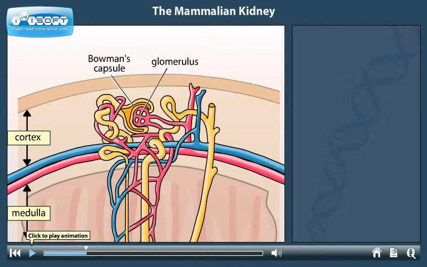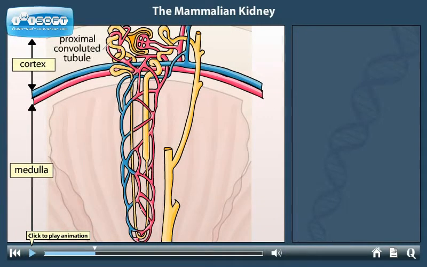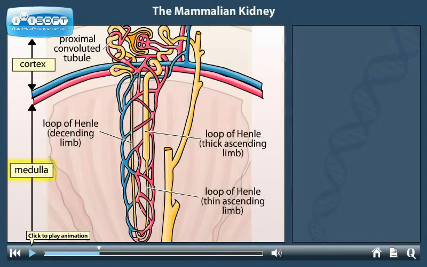The initial segment of a renal tubule is called the proximal convoluted tubule. The glomerulus, Bowman's capsule, and proximal convoluted tubule of each nephron are located in the cortex. From the proximal convoluted tubule, the nephron tubule turns down into the medulla. The portion of the tubule in the medulla is called the loop of Henle. Where the ascending limb of the loop of Henle reaches the cortex, it becomes the distal convoluted tubule.